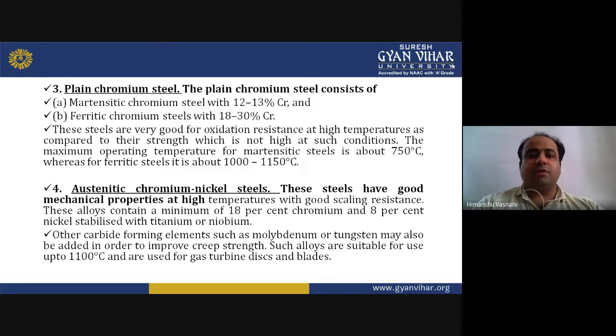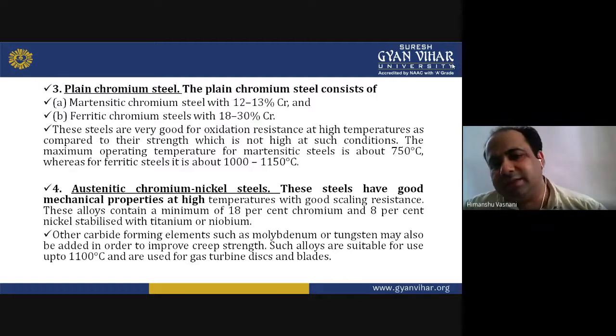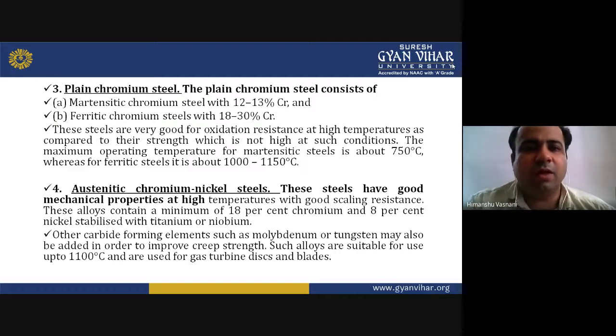The maximum operating temperature for martensitic steels is about 750 degrees centigrade, whereas for ferritic steels it is about 1000 to 1150 degrees centigrade. So they say that these plain chromium steels consist of two types, martensitic chromium steels or ferritic chromium steels, with the variation of chromium, and they have good oxidation resistance at high temperature. The maximum operating temperature for martensitic steel is about 750 degrees centigrade, and the ferritic steels, having 18 to 30% chromium, operate at about 1000 to 1150 degrees centigrade. So you can see the difference in temperature between these two different types of steels.